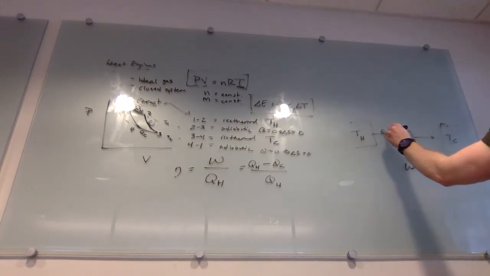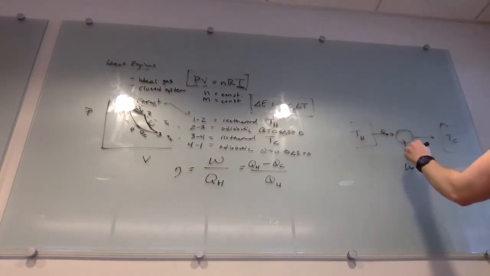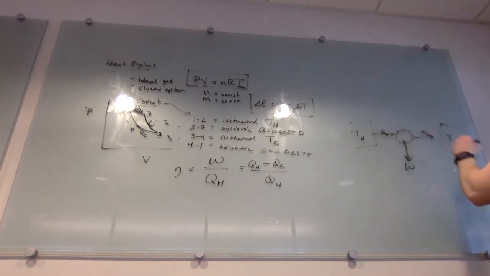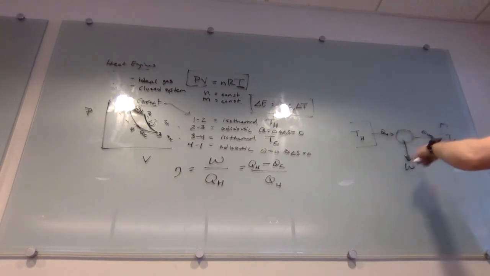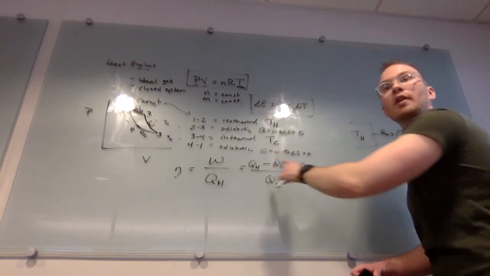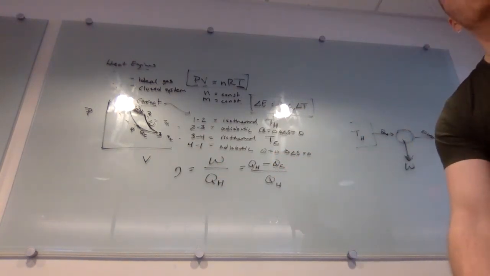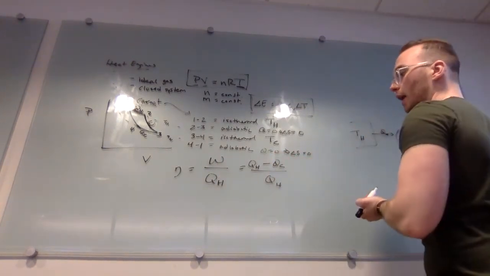This is Q hot incoming. Coming out is work, and coming out is Q cold. So this is literally energy conservation here. So that's how I know that. The difference is the work. Yes, the difference between this is the work, right?